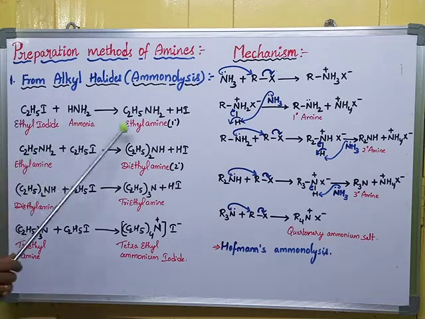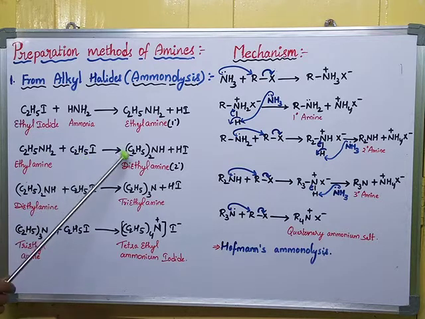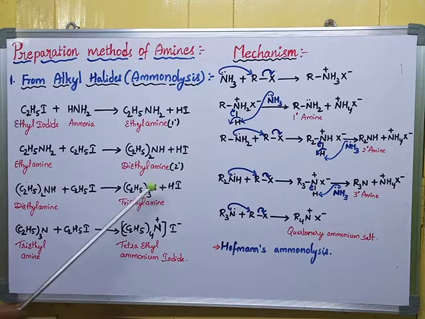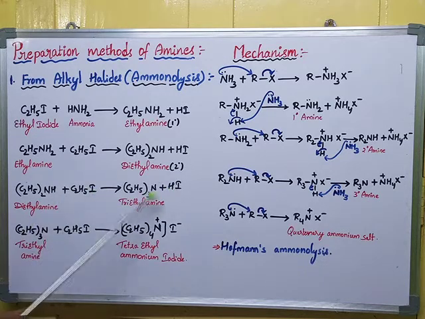Okay, next. This ethylamine is further reacting with one more ethyl iodide, that means one more alkyl halide. So this ethyl iodide is reacting with ethylamine. One more hydrogen is replaced, forming (C2H5)2NH. And this H and I come out as a byproduct. So this is diethylamine. Next, this diethylamine is further reacting with one more ethyl iodide and replacing this hydrogen. So you'll get (C2H5)3N, that is triethylamine, and hydrogen iodide forms as a byproduct again.